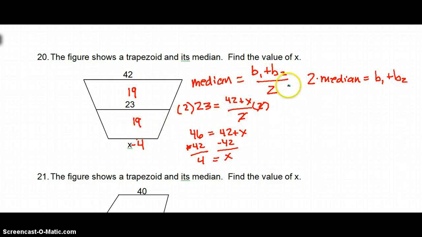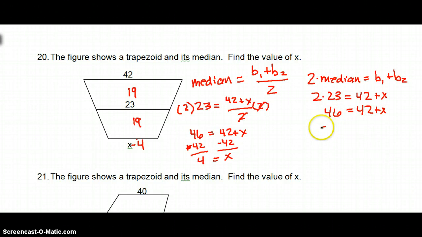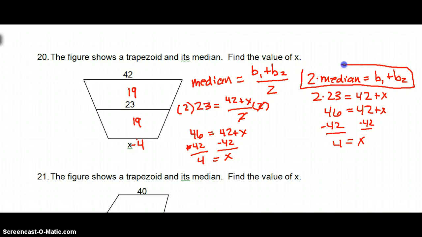So the median is 23. 2 times 23 equals 42 plus x. So that's 46 equals 42 plus x. And if we subtract 42 from both sides, 4 equals x. Same answer. So you are perfectly welcome to use this formula instead of that one.